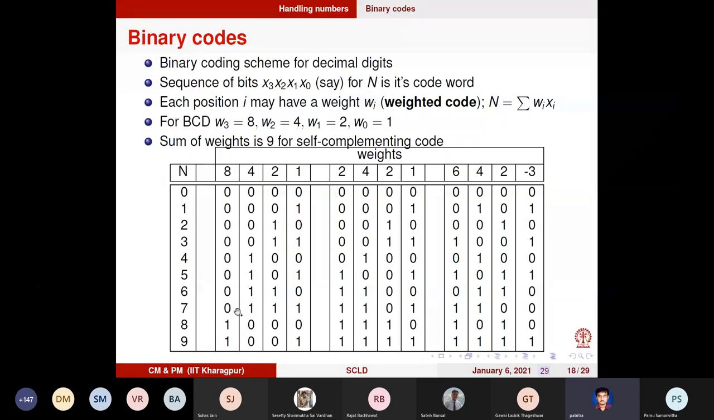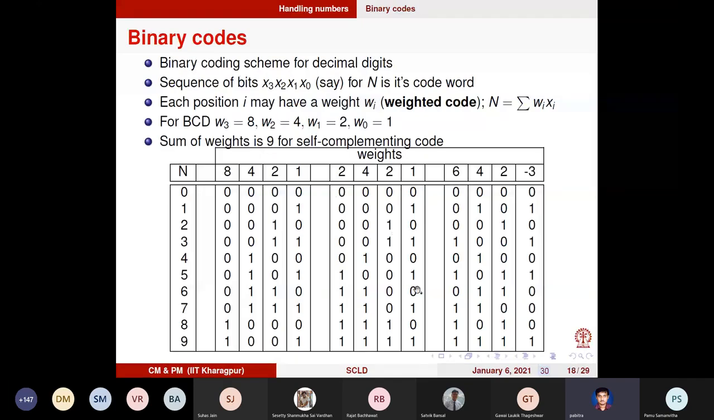Whereas you see this 2421 code, it is self-complementing. So let's check one. Let's say 2. The ninth complement of 2 is 7. The 2421 code of 2 is 0010, whereas the 2421 code of 7 is 1101. So you see that's self-complementing. They are complements of each other.